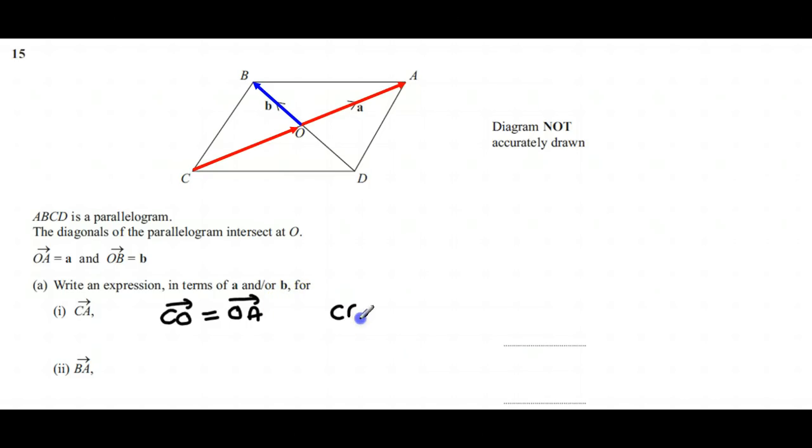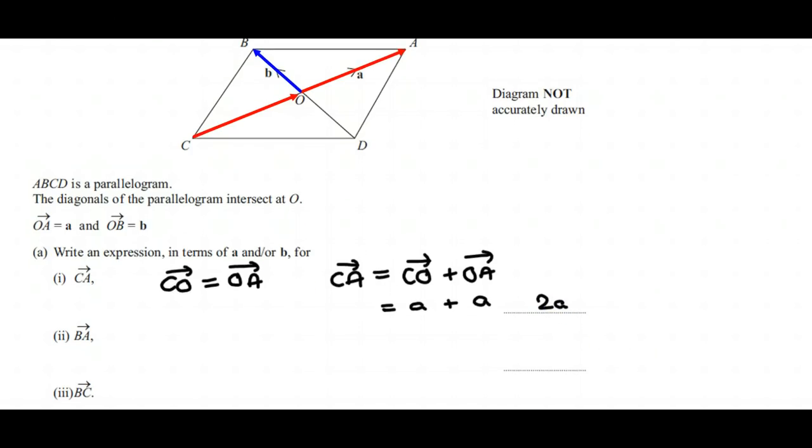So to work out CA, we can go from C to O and then from O to A. Now we know that OA is called A, and we know that CO is the same as that, so we end up with 2A as our expression for the vector from C to A.